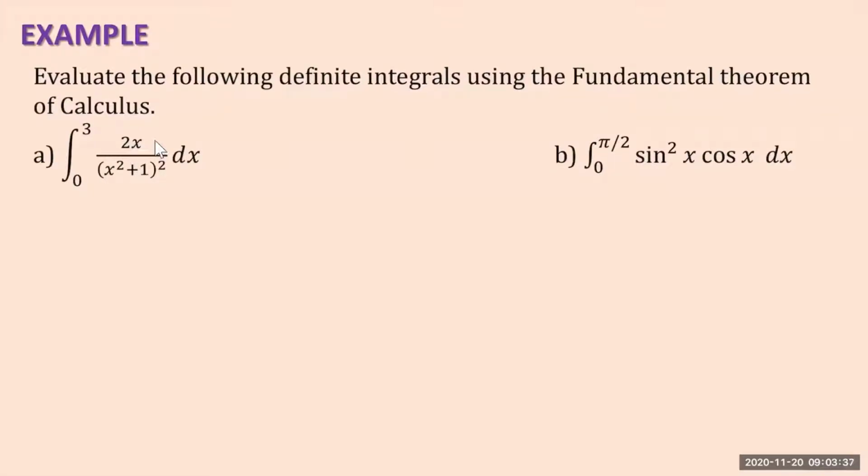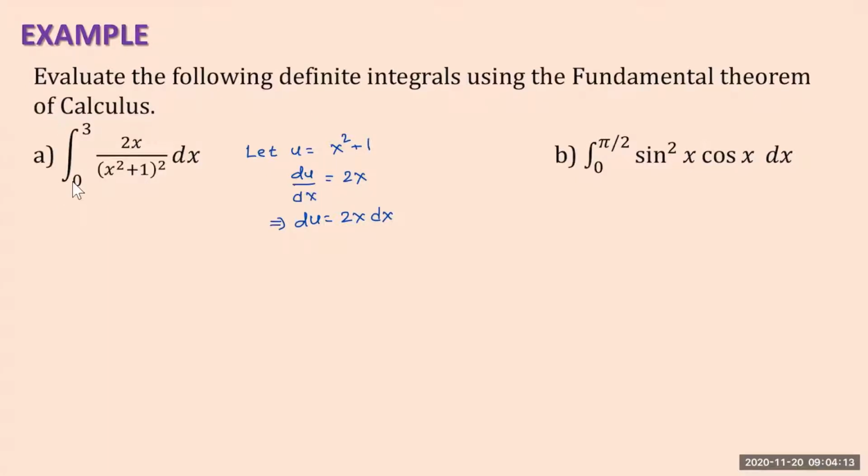It's 2x. So if the derivative of some part of the integral is there within that integral, then we use U substitution. So we consider x squared plus 1 as u. So for the first part, let's consider u equal to x squared plus 1. Then if we differentiate, du over dx is equal to 2x, which is the same as du equal to 2x dx.